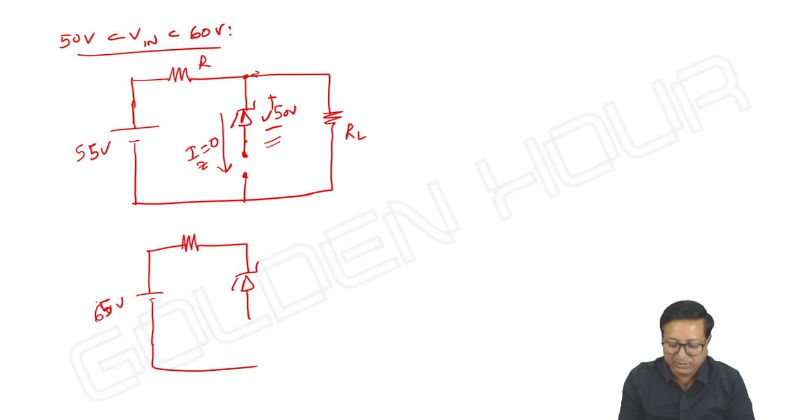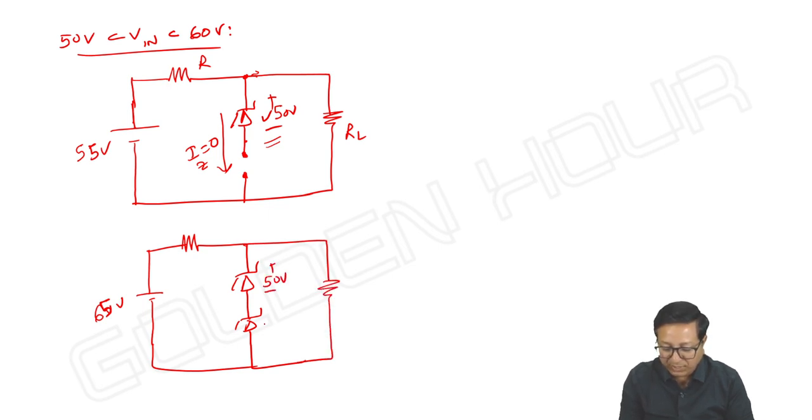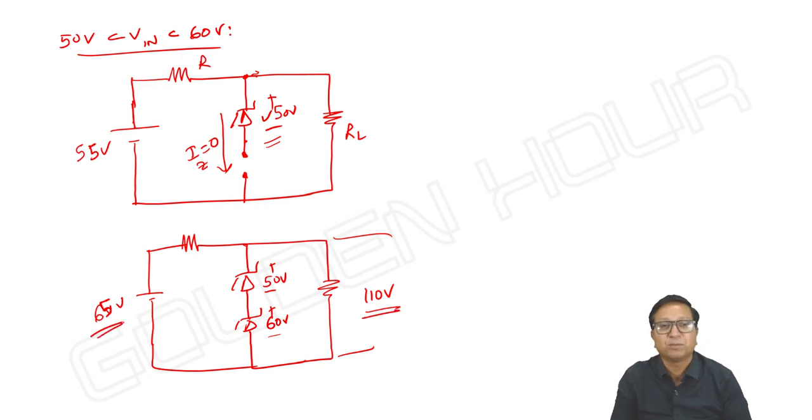Maybe some 65 like this. D2 is ready to undergo breakdown. Suppose D2 is undergoing breakdown, which means D1 should also undergo breakdown. If both undergo breakdown, voltage across D1 should be 50 and voltage across D2 should be 60. 50 plus 60, 110 volts. Is it possible to get 110 volts from 65 volts? Meaningless. Both cannot undergo breakdown. Not possible. No diode undergoes breakdown.